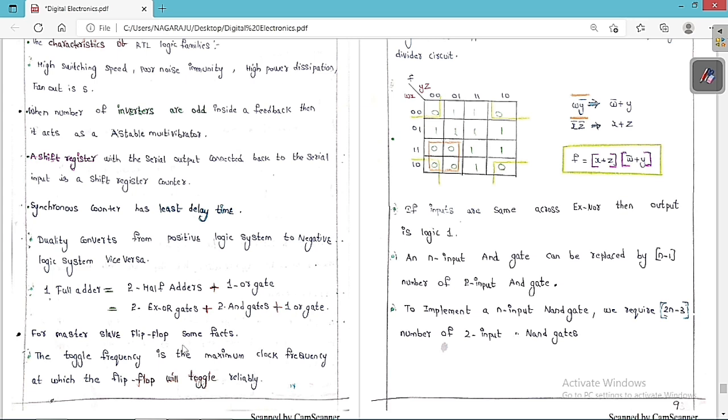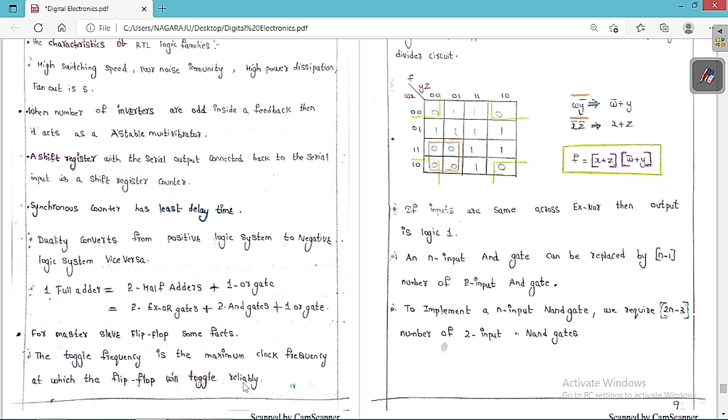For the master slave flip flop, some facts we are going to study here. The toggle frequency is the maximum clock frequency at which the flip flop will toggle reliably. I have already told you that for a master slave flip flop, we are going to control the amount of toggling at the output of the slave.